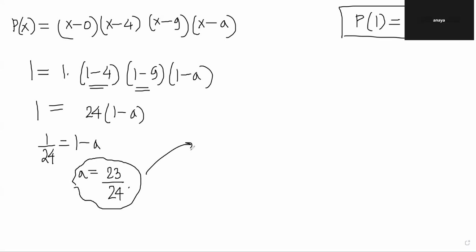Yes. So notice that the fourth root is coming out as a rational number m by n, and these are not having any common factors. So 23 by 24, so m plus n is 47, right?